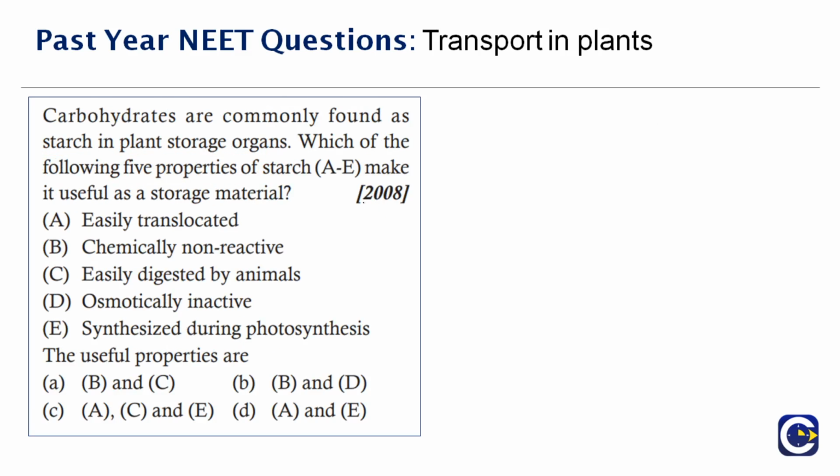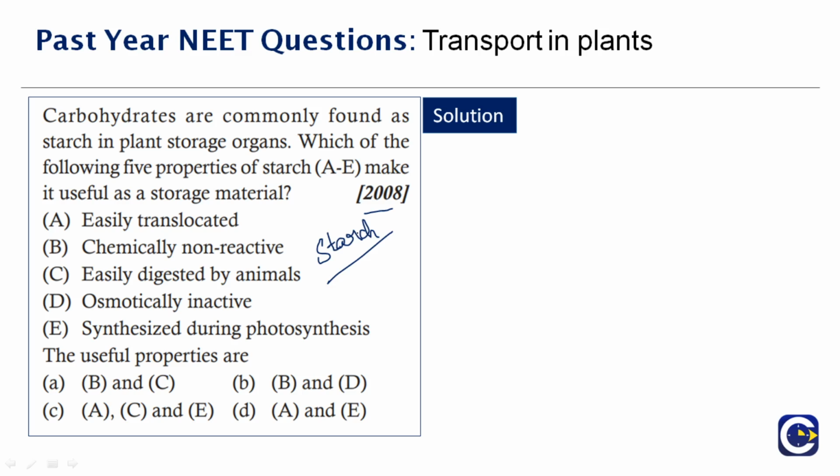Next question. This question was asked in the year 2008. Carbohydrates are commonly found as starch in plant storage organs. Yes, we agree with that. Which one of the following properties of starch, A to E, make it useful as a storage material? Now we all know that carbohydrates are commonly found in the reduced form as starch. We all agree with that, right?